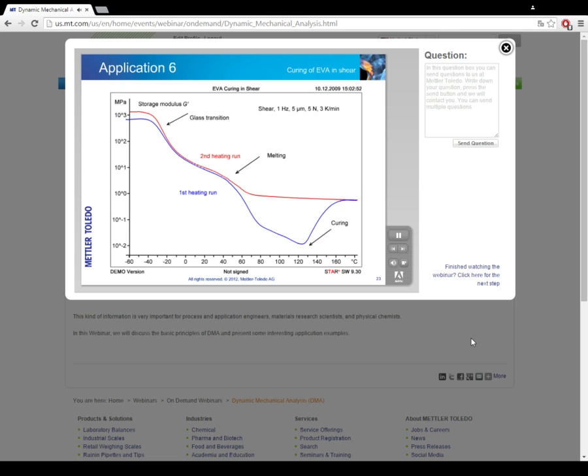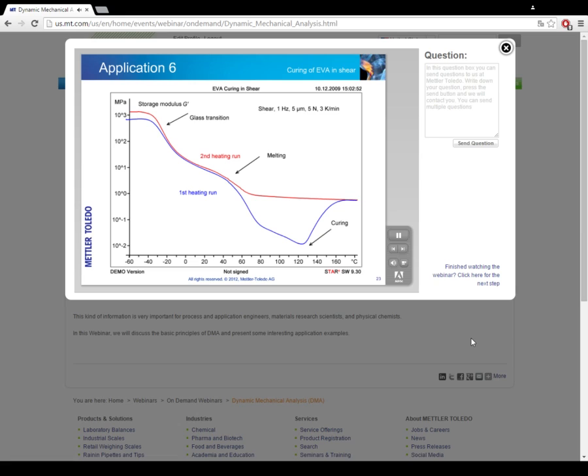This slide shows the first and second heating runs of an EVA copolymer measured in the shear mode between -60 and +200 degrees Celsius. EVA is used as an adhesive in the manufacture of photovoltaic modules. During the lamination process, EVA undergoes a curing reaction. This process can be easily studied by DMA. In DMA, one makes use of the fact that the shear modulus G' is proportional to the cross-linking density.